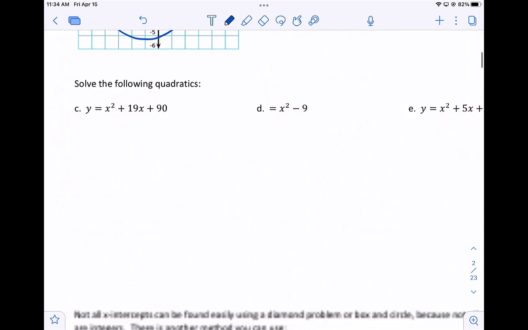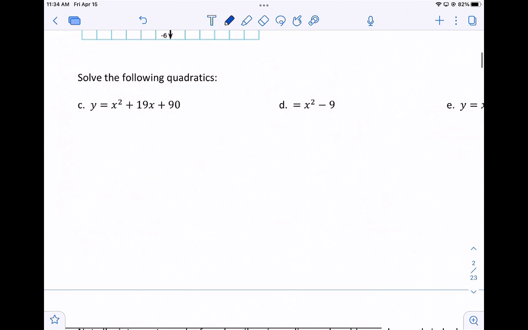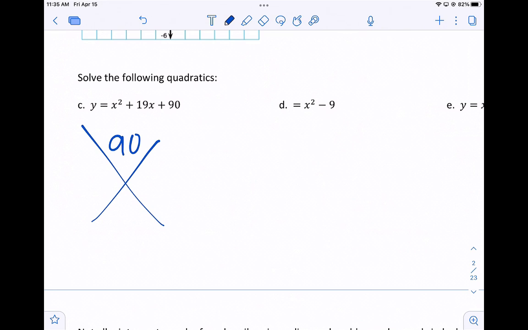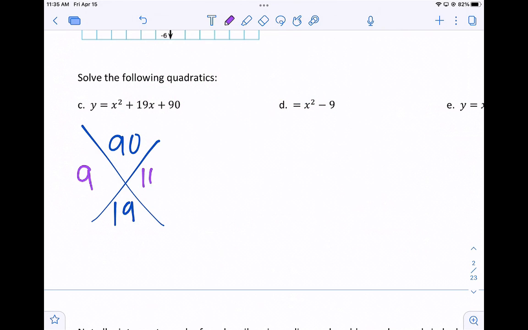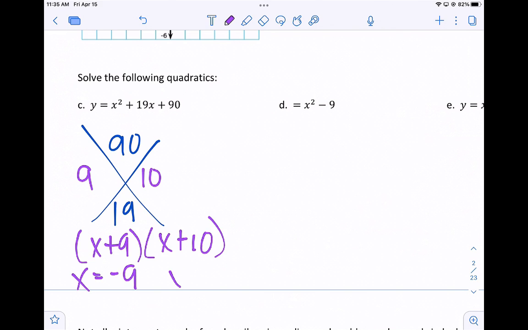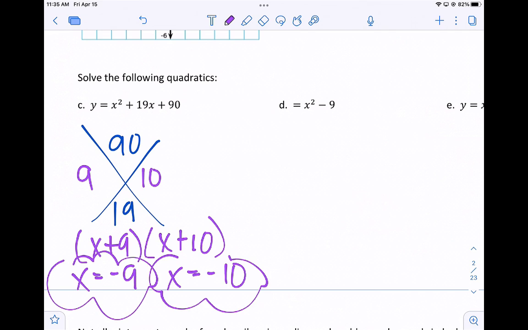Okay, solve the following quadratics. So again, we're solving. So we'll do a diamond problem, 90, 19. What multiplies to 90 that adds to 19? That would be 9 and 10. Factored form is x plus 9, x plus 10. But solving it, it will be negative 9 and negative 10 because it's what makes those 0. So that's the solving part.